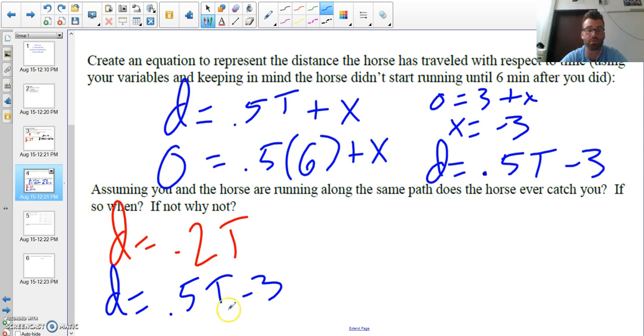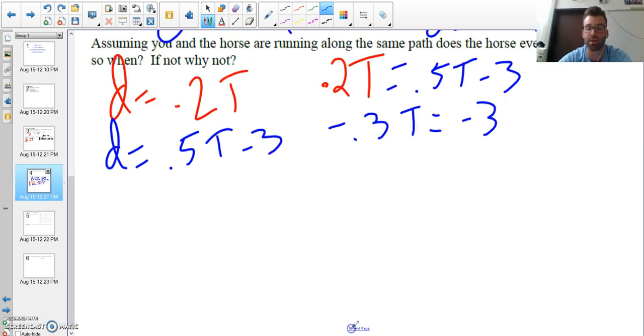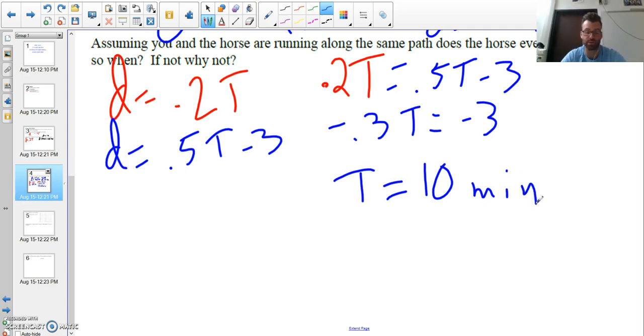So if d equals 0.2t and d equals 0.5t minus 3, I can just set them equal to each other because they represent the same variable. So 0.2t equals 0.5t minus 3. Math it up. Negative 0.3t, subtract this 0.5 to the other side, equals negative 3. More math, divide both sides by negative 0.3. So t equals 10 minutes. All right, so does the horse catch me? Yes, it does after 10 minutes.